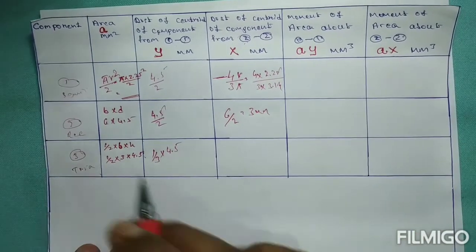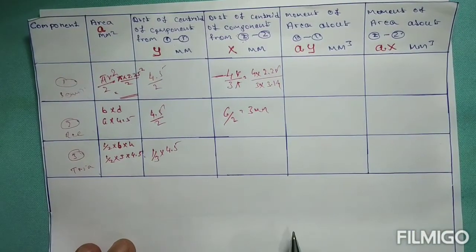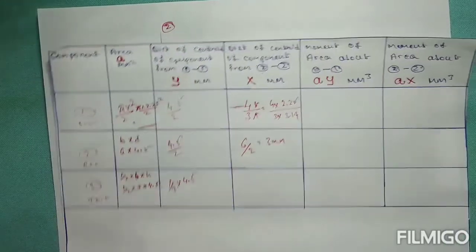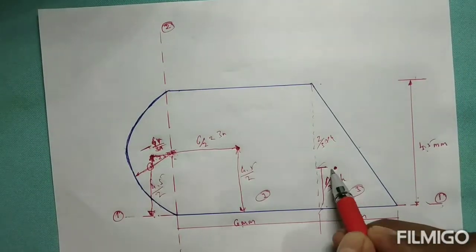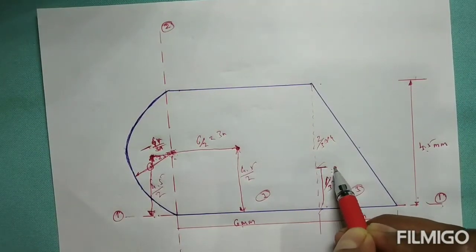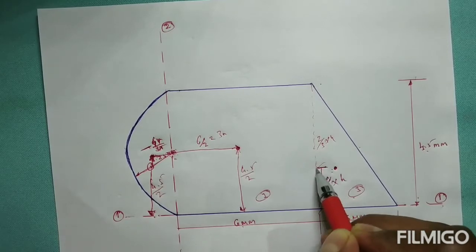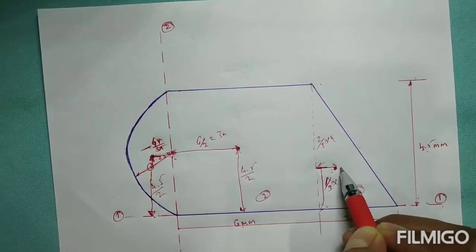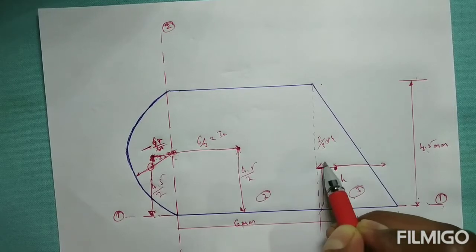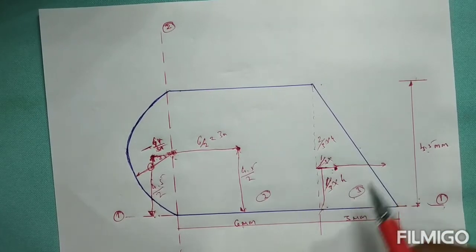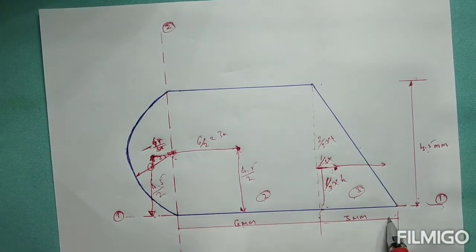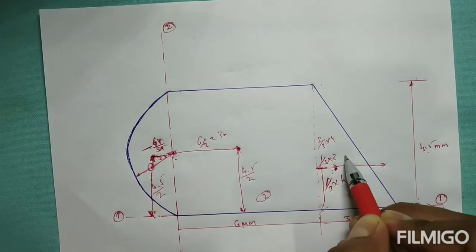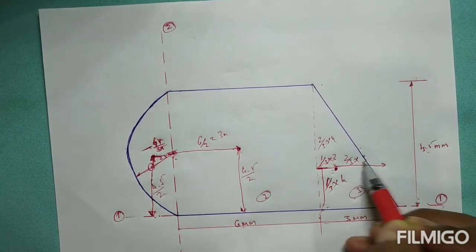So next, coming to the third component. The third component is the triangular section. So your CG is here. From here to here we need. Here we are concentrating on the x-axis. So from here to here the condition is the same. From here to here it is 1/3 of the base. Here you have to take the base. So 1/3 of 3, here 2/3 of 3.